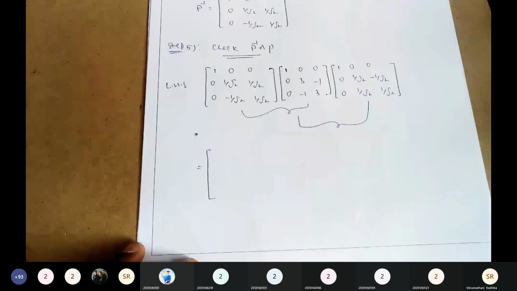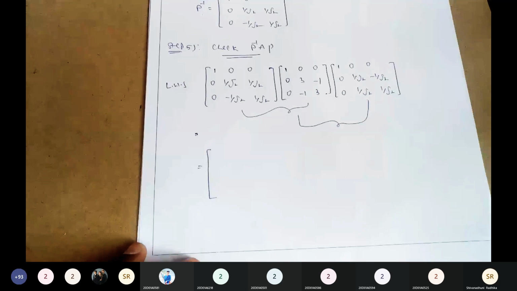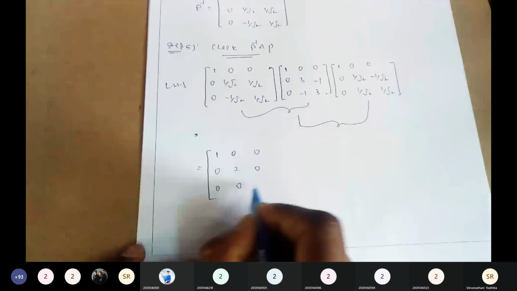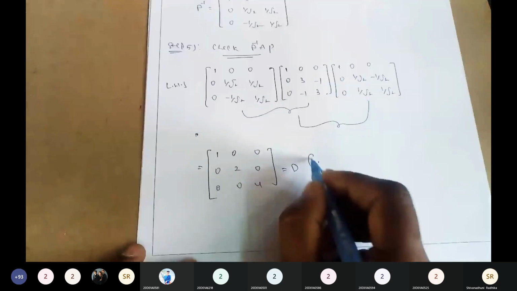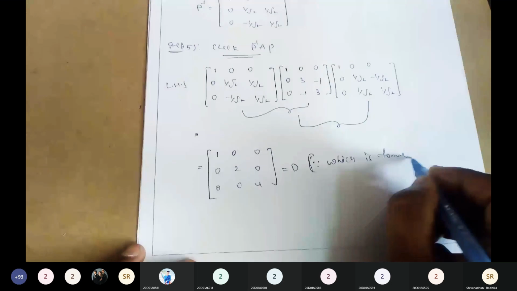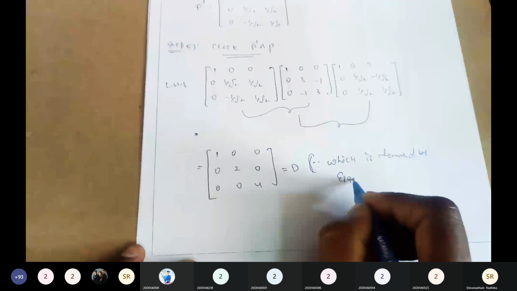Okay. Now, we are going to multiply. The result matrix is a capital D which is formed by the eigenvalues. What are the eigenvalues of the given matrix? 1, 2, 4. So we are getting 1, 0, 0, 0, 2, 0, 0, 0, 4, which is the capital D, since it is formed by eigenvalues. Okay. Hence, P inverse AP equals to D using orthogonalization.